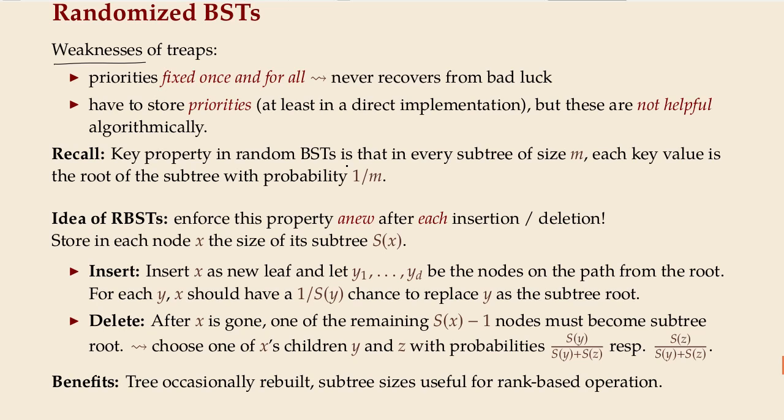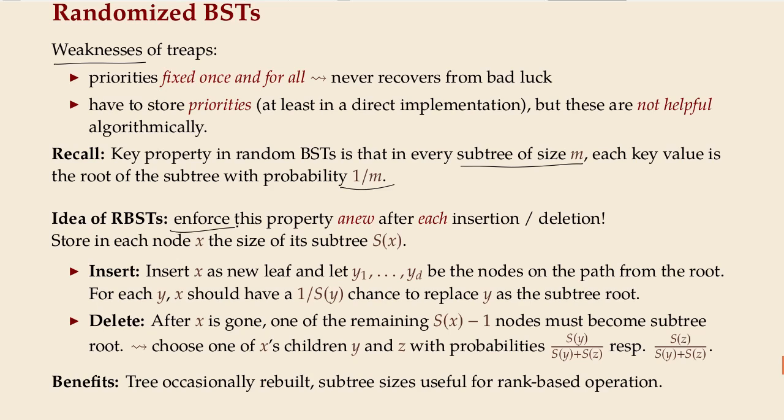The key property was that whenever you have a subtree of a certain size, the distribution said, well, conditional on this subset corresponding to a subtree, each of the root values for that subtree has to be equally likely. And Treaps didn't directly enforce that. They just achieved that indirectly through these priorities. But you can also just enforce this property whenever you insert elements.